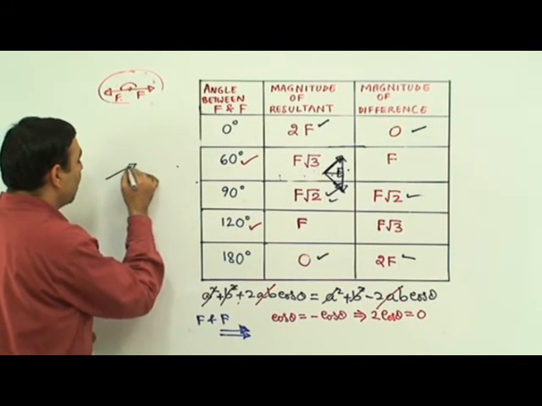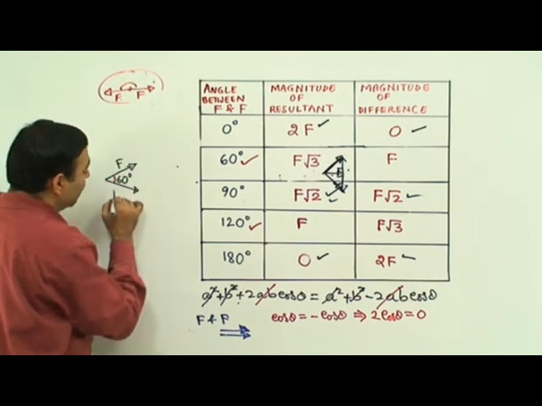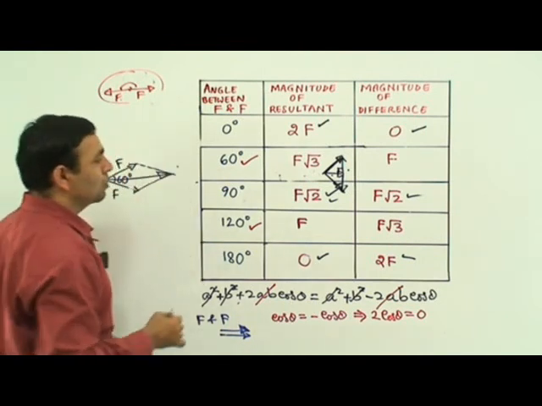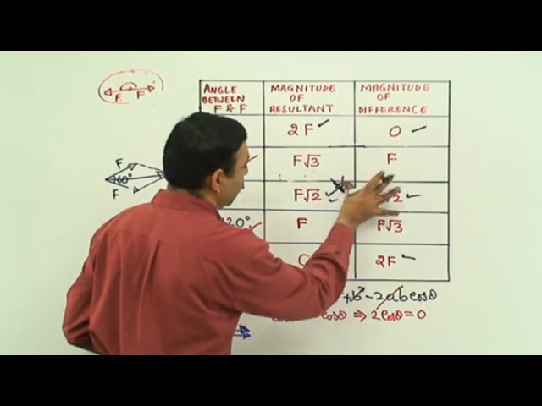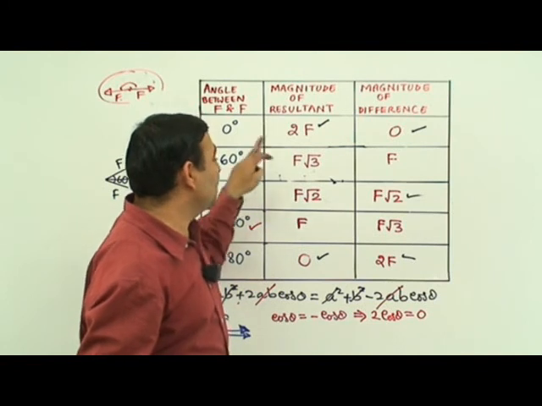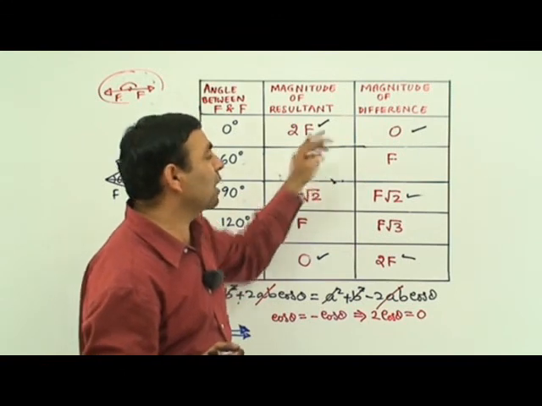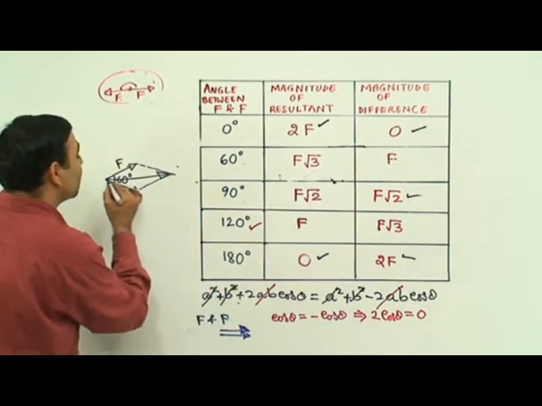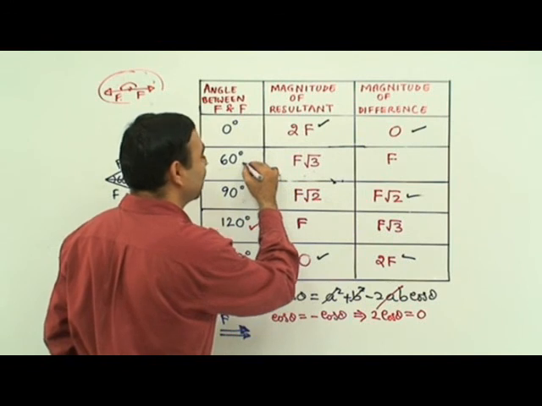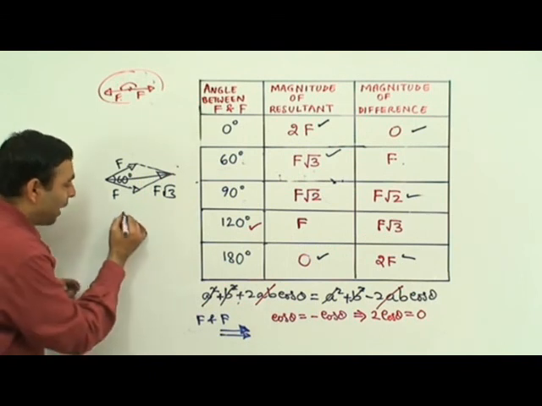F and F are at 60 degrees. By seeing the figure itself, the resultant's magnitude will be more than F. So it should be F root 3. Of course, the confusion will be whether when the angle is 60 degrees, the result will be F root 3 or the difference will be F root 3. F root 3 you need to remember at least, and one is F root 3, the other is F. Now because the resultant is longer, it should be F root 3 and not F. So that way you can remember when the angle is 60 degrees between F and F, the result is F root 3 and the difference is F, obviously.